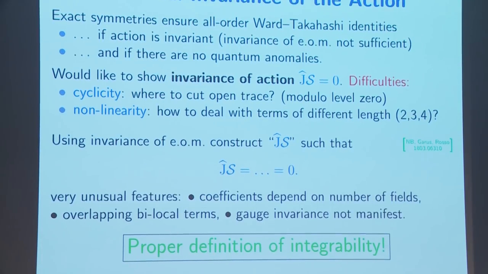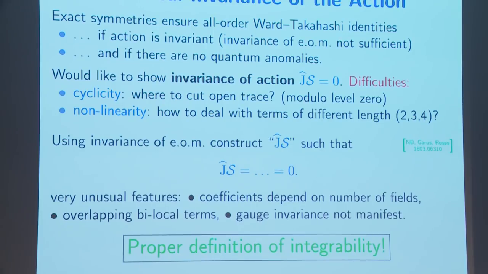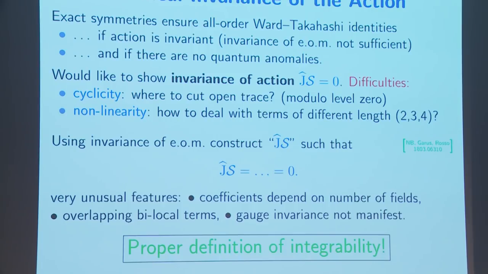This way the symmetry acts has some very unusual features. Somehow the coefficients depend on the number of fields they act on. You have some strange overlapping bilocal terms, and also the gauge invariance of this construction is not really manifest. But the nice thing is it does give you zero, after you cancel many terms, in classical N=4 super Yang-Mills, and you don't get zero in other gauge theories, maybe N=2 super Yang-Mills.